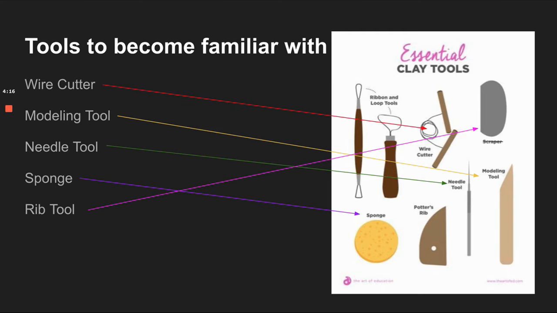So we used a lot of these tools last class, and I want to just go over and put names to the tools, to images of the tools, so you know exactly what I'm talking about when I'm asking you to use a specific tool in class. So we have the wire cutter, the modeling tool, the needle tool here in green, the sponge, and the rib tool. These are all tools you should become familiar with because we will be using these throughout the remainder of our clay unit.